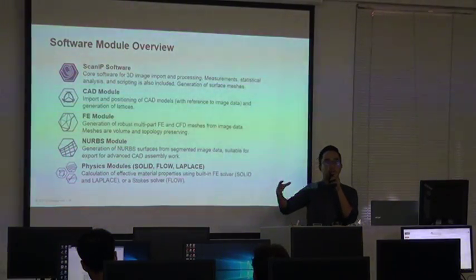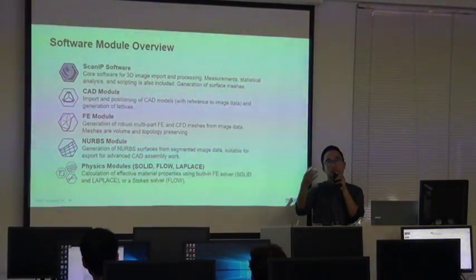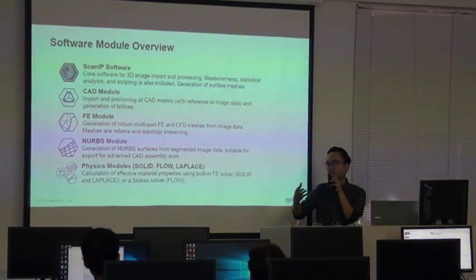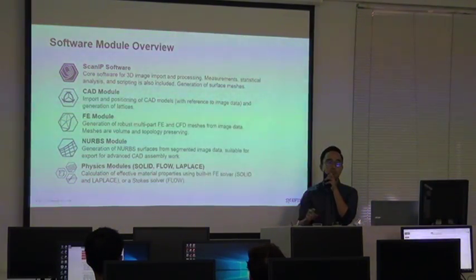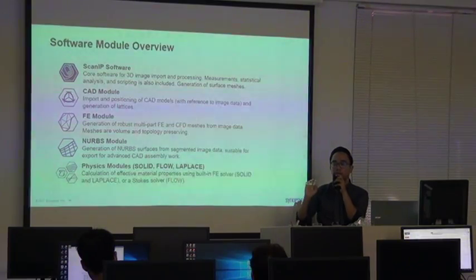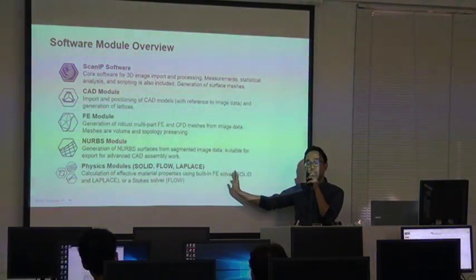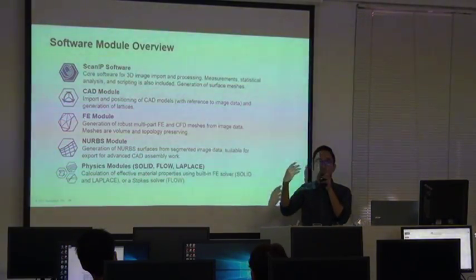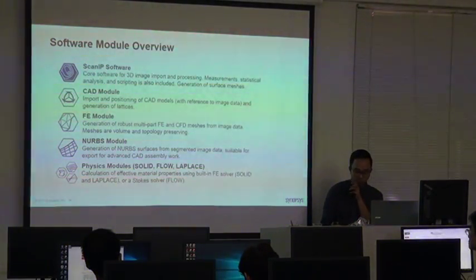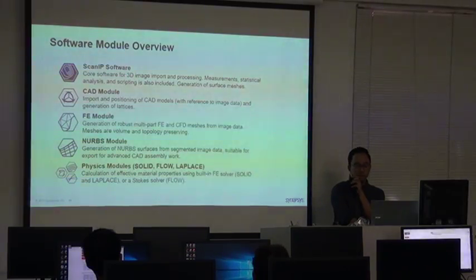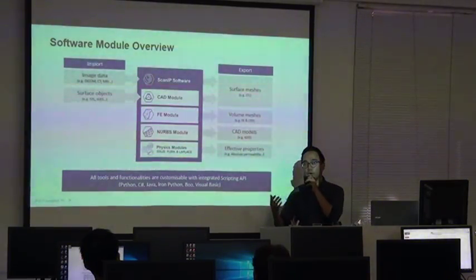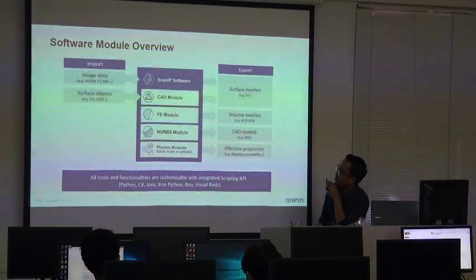So let's say you have a composite material and you want to know the Young modulus of the composite material, then you can use this physics module. This is not a complete FEA or CFD simulation, but it is only meant to calculate the effective properties to give you an idea of the properties of your material.